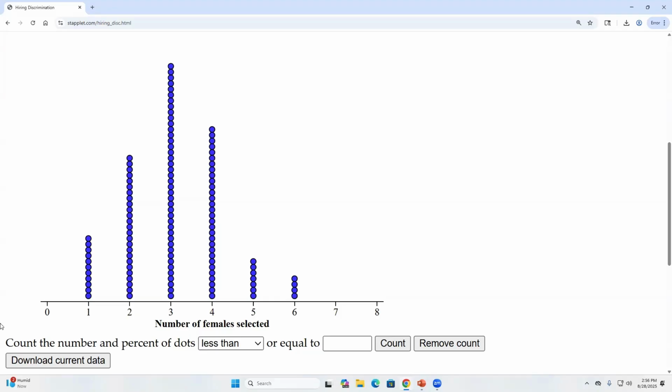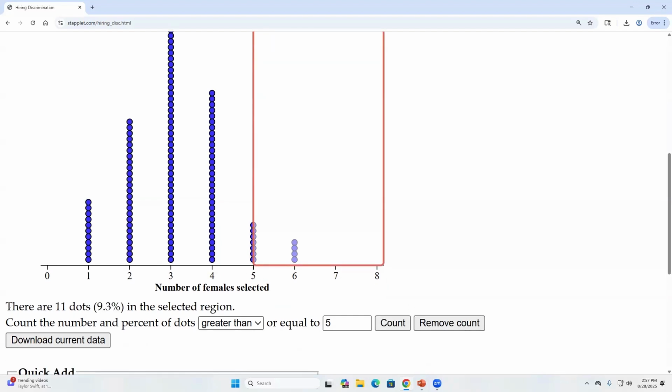And to do that, we can go down here and say, hey, you know what? Count the number and percent of dots that are greater than or equal to 5. So we had 5 females chosen in our world. And some of the male pilots thought that was weird. They thought that was suspicious. So what are the odds that if we did this fairly, we would end up with 5 female pilots or more? We would end up with a result that is as suspicious or even more suspicious than the one that we found. We can hit count, and we can see that there are 11 dots in the selected region.